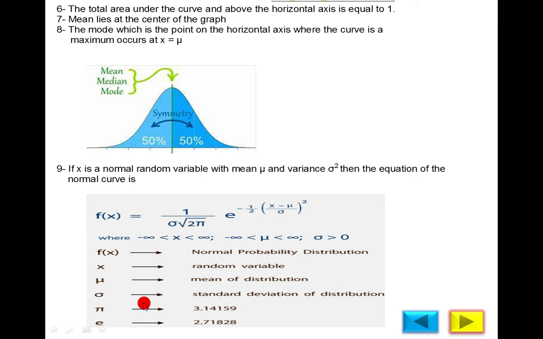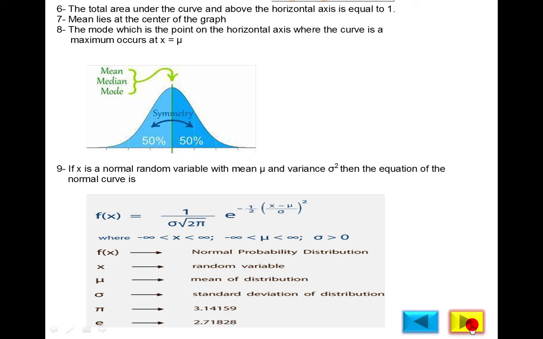Mu is the mean of the distribution, sigma is the standard deviation, pi is the constant term given in your calculator, the value of pi 3.14159, e is 2.718, and so on. You have used this in the previous video in the Poisson probability distribution. So this is the formula of the normal distribution, a complicated, lengthy formula. With the help of integration you can find the probability, but we will use the normal probability distribution table only to save time.